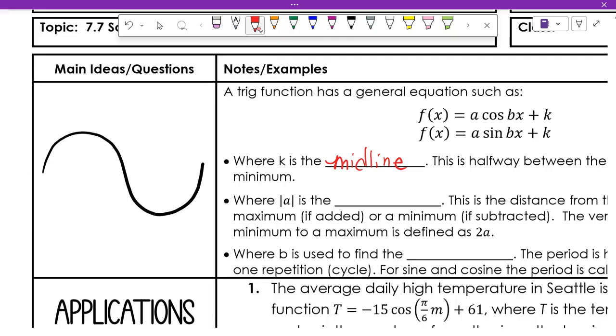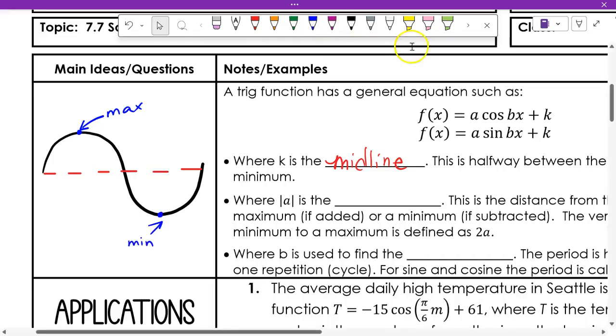Now, my midline would be right here in the middle, that horizontal line through there. So we would call that our midline. It is halfway between the maximum and the minimum. And that makes sense because I can see right here, this would be a maximum, and this point right here would be a minimum, and it is halfway in between there.